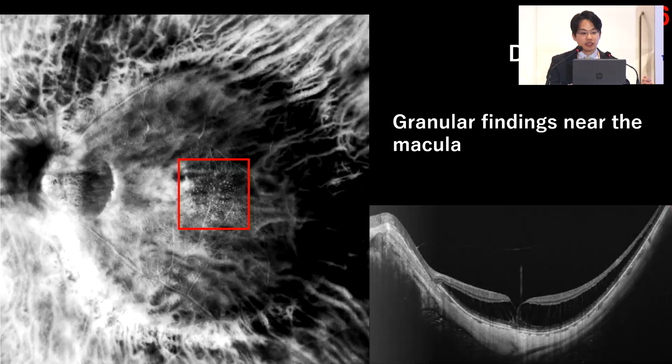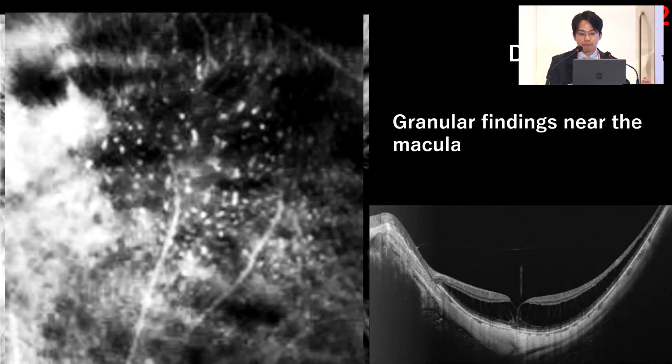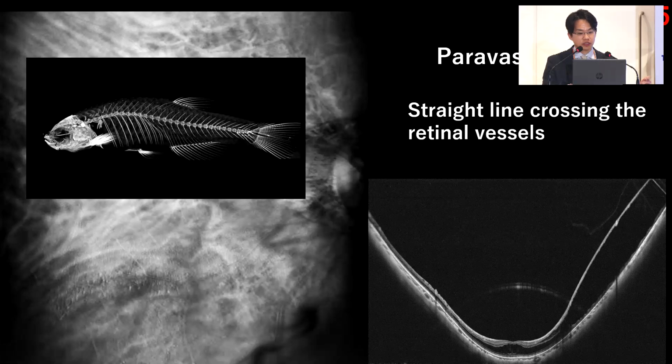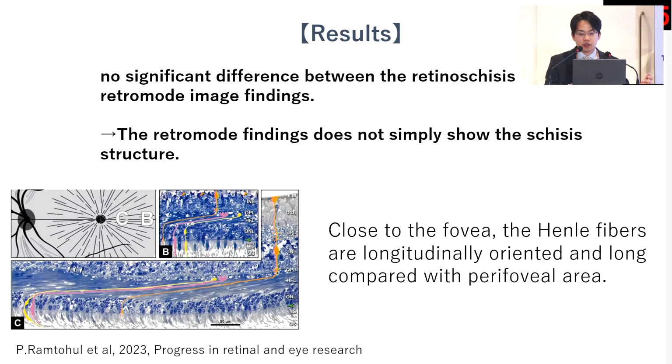This is the new finding, dots. Dots are granular findings near the macula. This is paravascular striae. These are straight lines that cross the retinal vessels like a fishbone. We searched a total of 56 eyes of MTM, and 28 eyes, half of the participants, had paravascular striae. There was no significant difference between the retinal schisis type and retromode image findings.